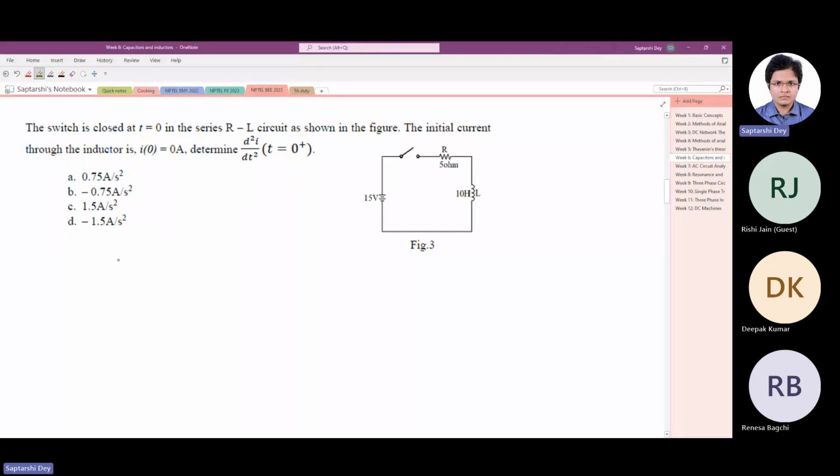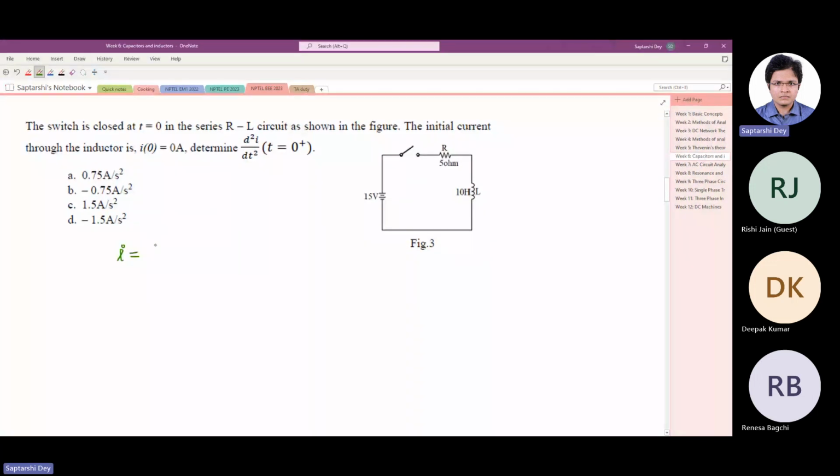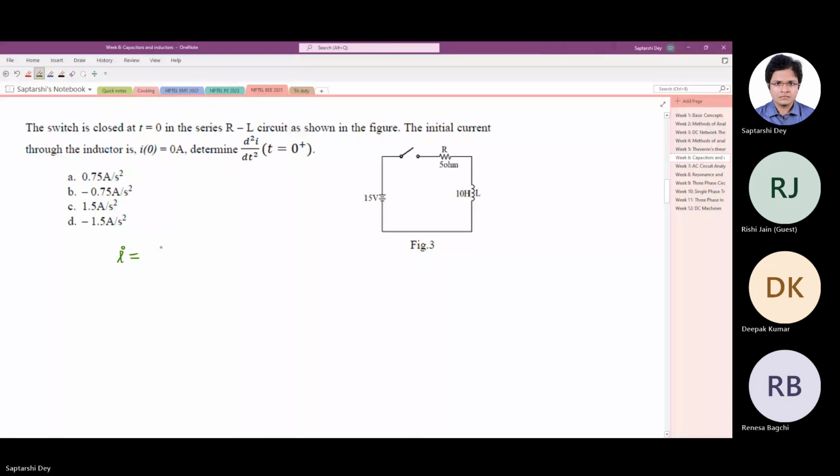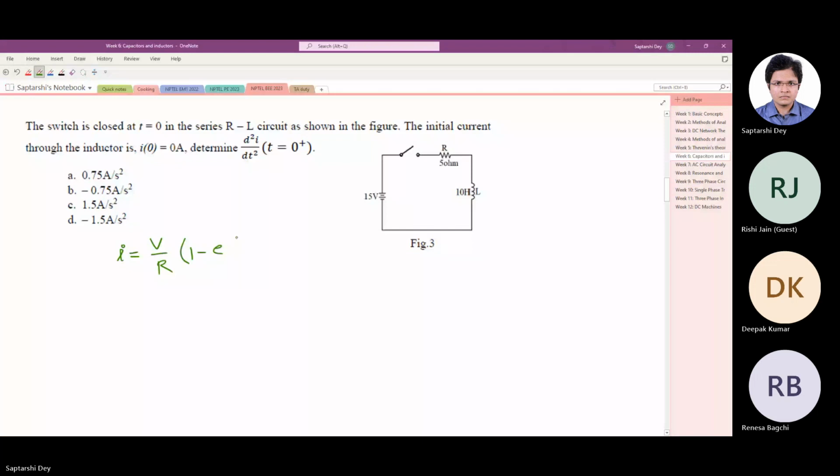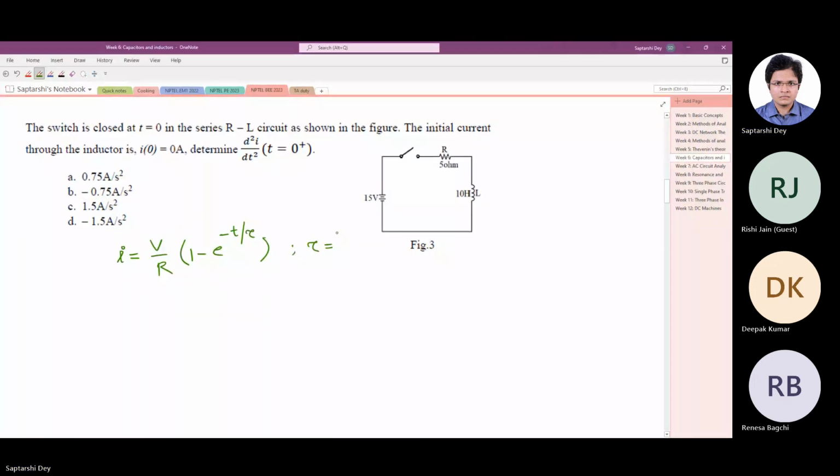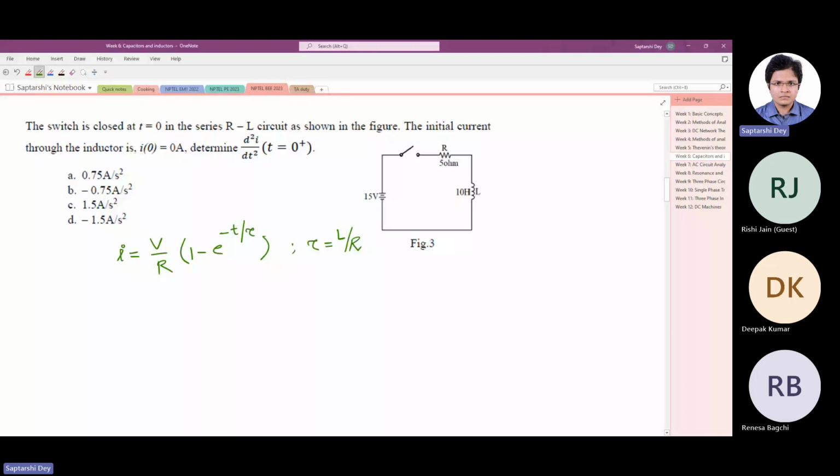We know the equation of current is this. Do you want me to derive this, or do you already know? You should already know actually.